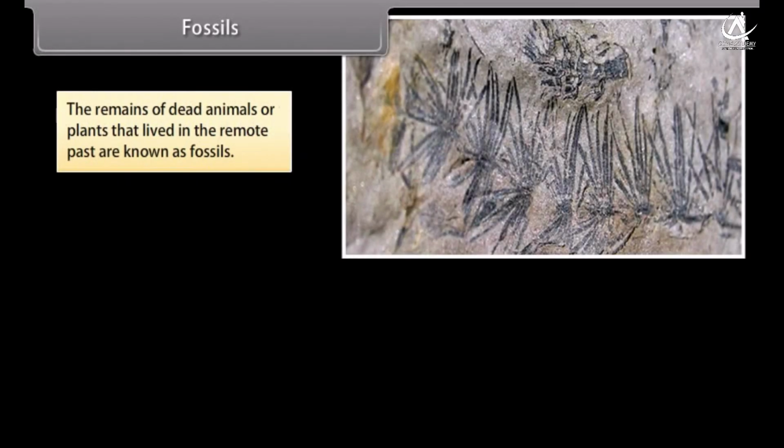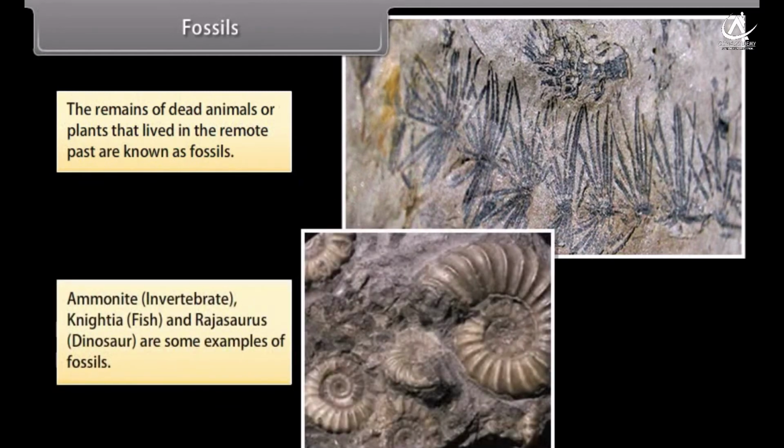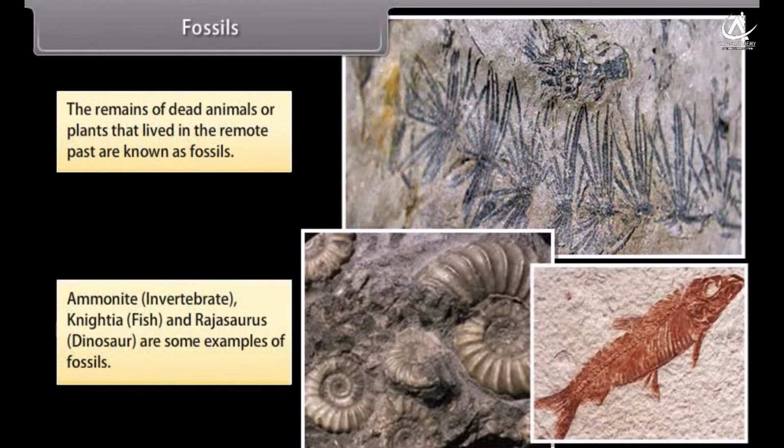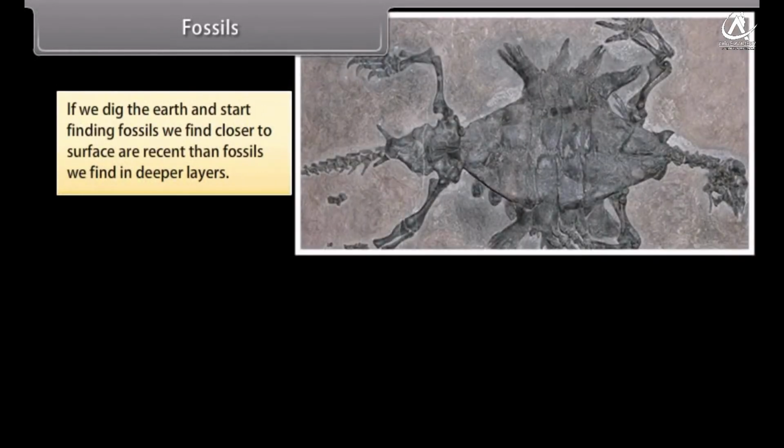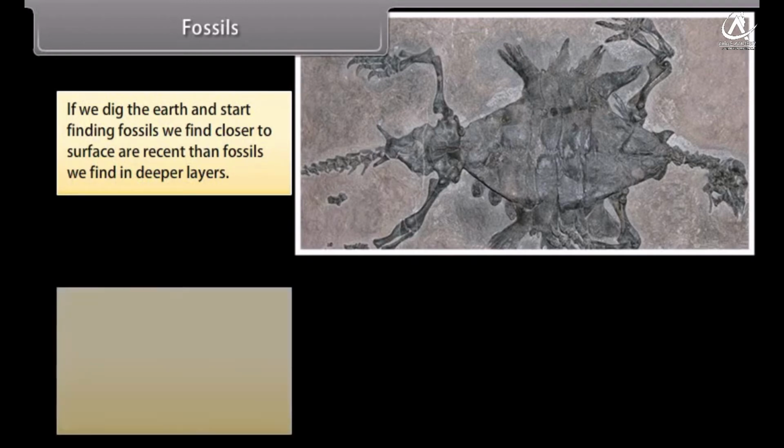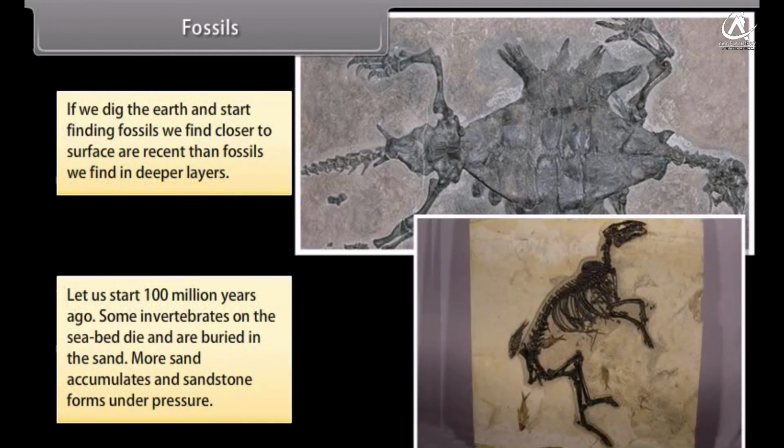Fossils. The remains of dead animals or plants that lived in the remote past are known as fossils. Ammonite, an invertebrate, Nicaea, a fish, and Rajasaurus, a dinosaur, are some examples of fossils. If we dig the earth and start finding fossils, we find that those closer to the surface are more recent than fossils we find in deeper layers. Let us start 100 million years ago.